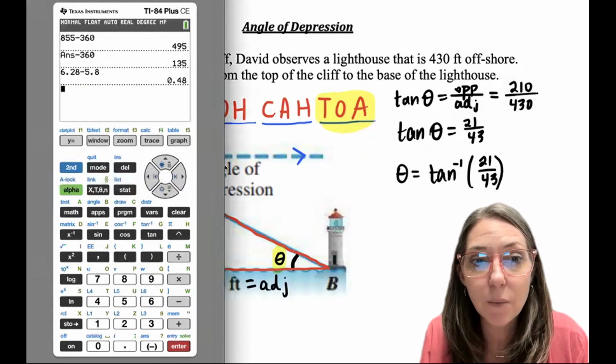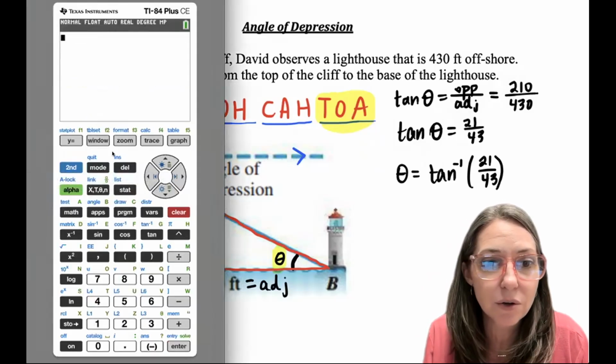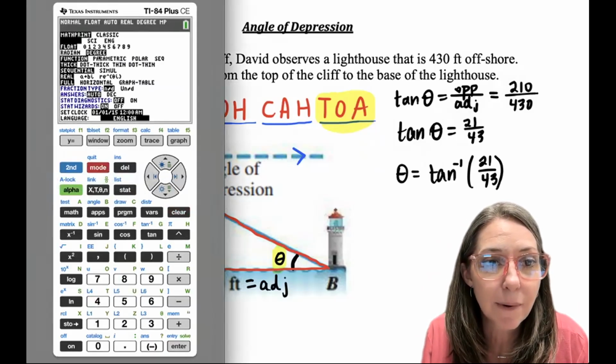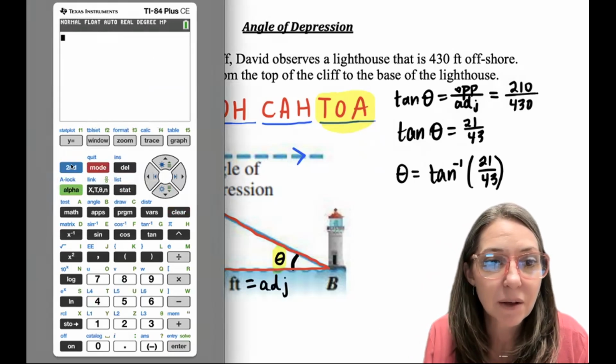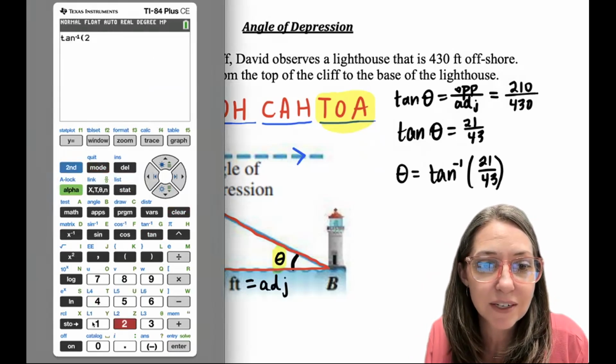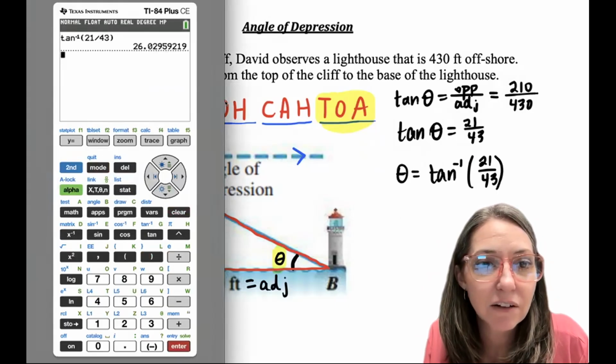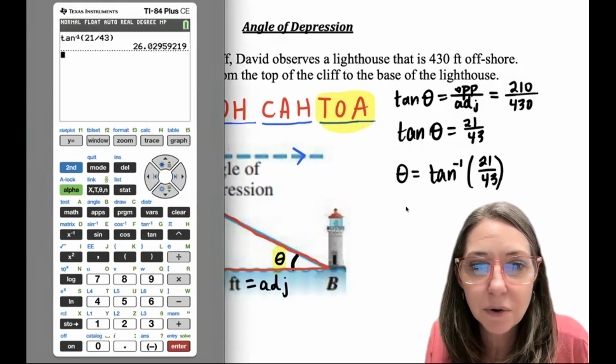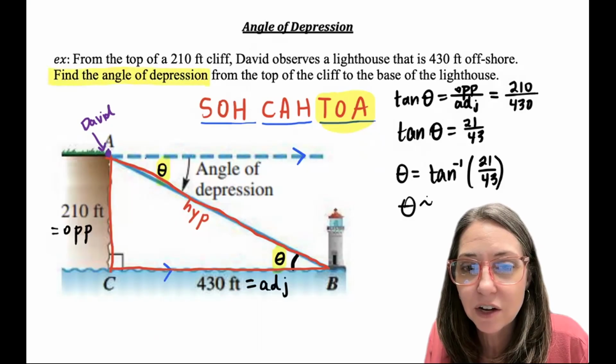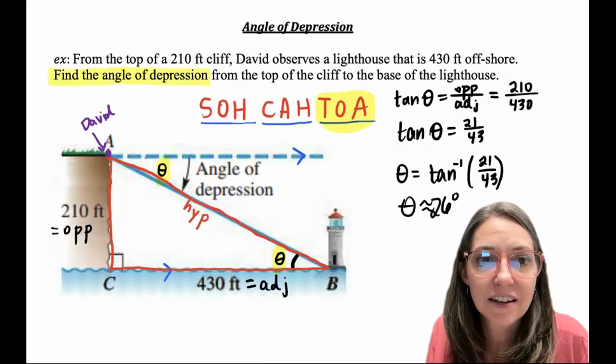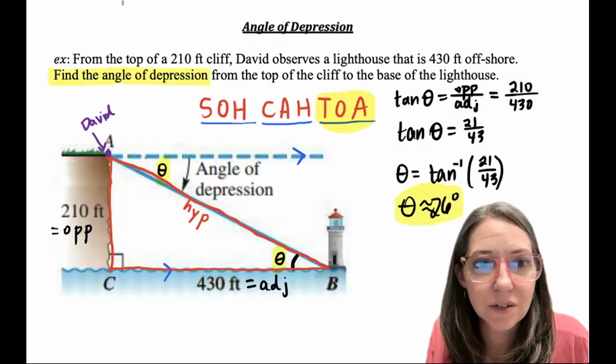To approximate that, we will need a calculator. So we're going to use, let's make sure the mode is in degrees. Mine is. Okay. Then we're going to hit tangent inverse of 21 over 43. And that gives us an angle of about 26.03 degrees. I'm going to round that to just 26 degrees. That is that angle of depression, 26 degrees right in there.